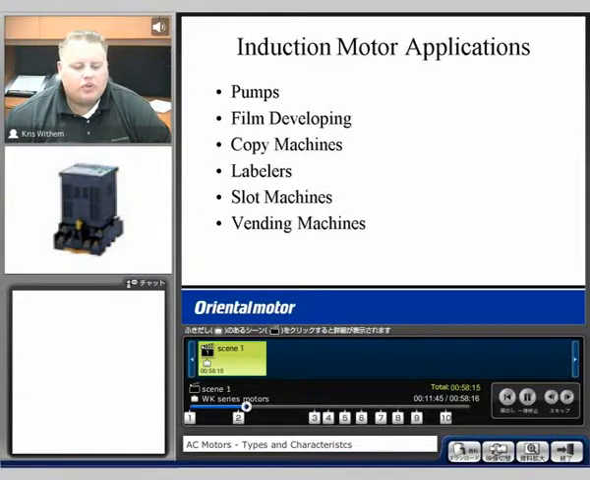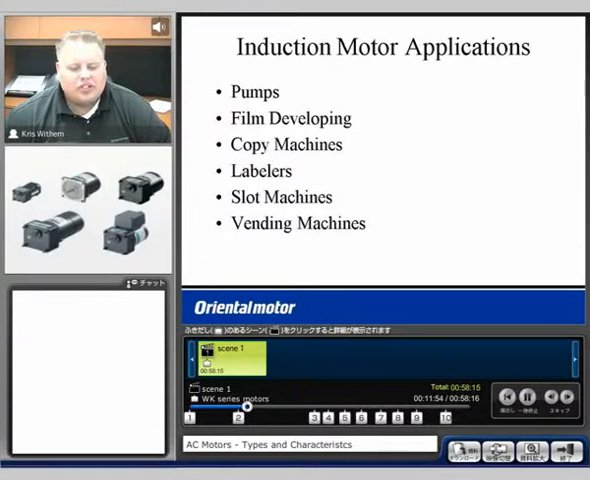Different applications that we've used these induction motors for: different pumps, film developing, copy machines, labelers, slot machines and vending machines, different types of things where just a continuous motor speed is needed.